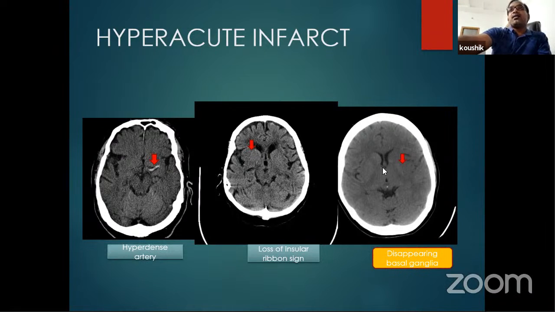Then the other sign is the disappearing basal ganglia. On the right side, the basal ganglia is clearly seen, with the internal capsule, head of the caudate, and the lentiform nucleus. But on the left side, that is not well differentiated, which is called the disappearing basal ganglia sign. If we have one of these 3 signs, or all 3 signs, even if only one sign is there, that indicates a hyperacute infarct.